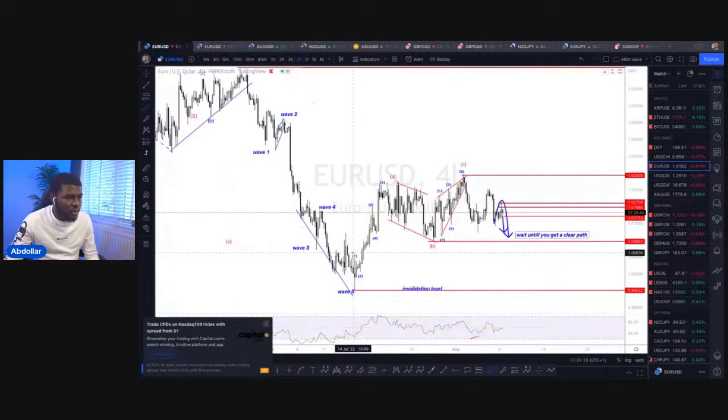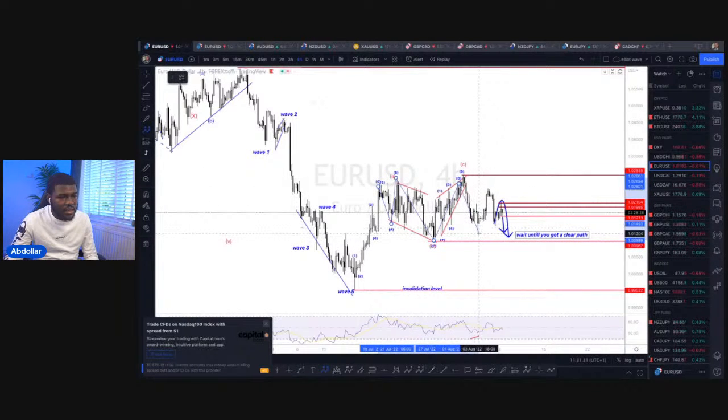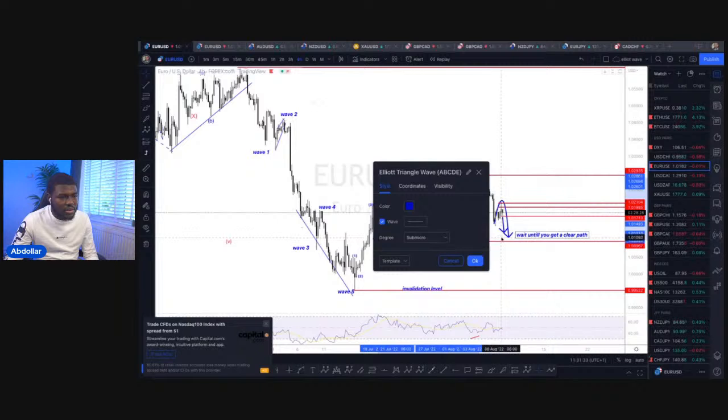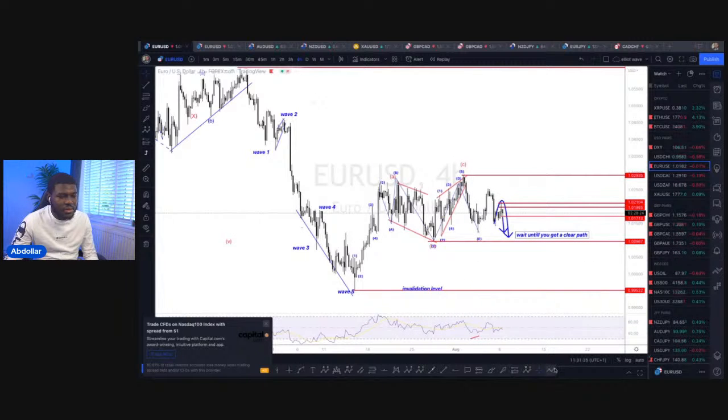Most of them thought that this correction is in the form of a triangle. Some of them thought this is what is happening. Let me show you guys. They're like, this is A, B, C, D, and this is E. So they thought the market has resumed the impulse right here, and this will be the correction, and it's going to go higher. But I beg to differ.